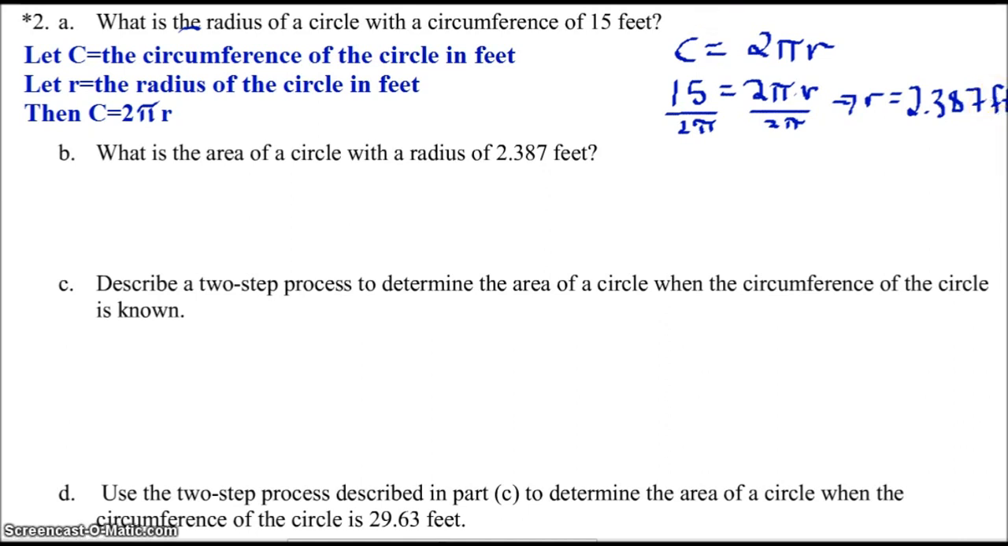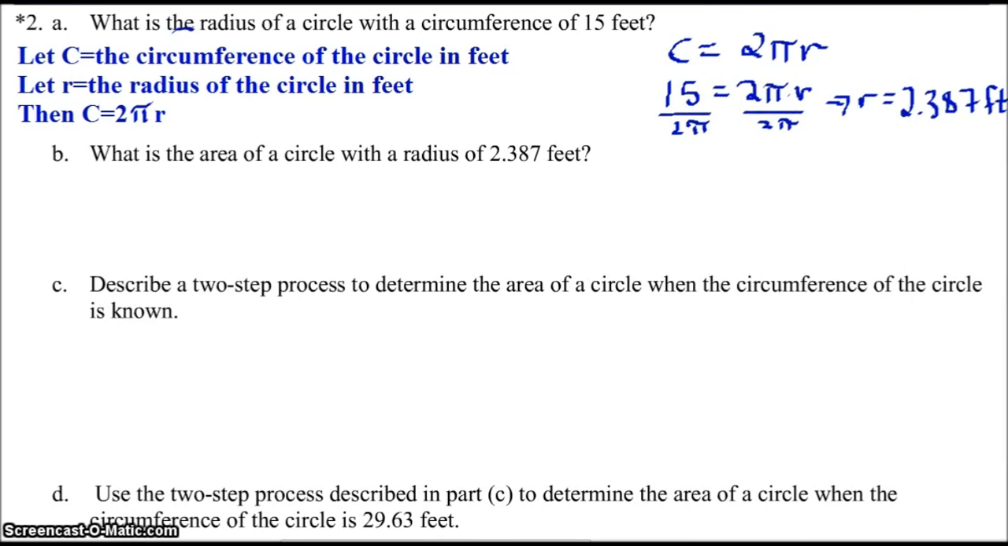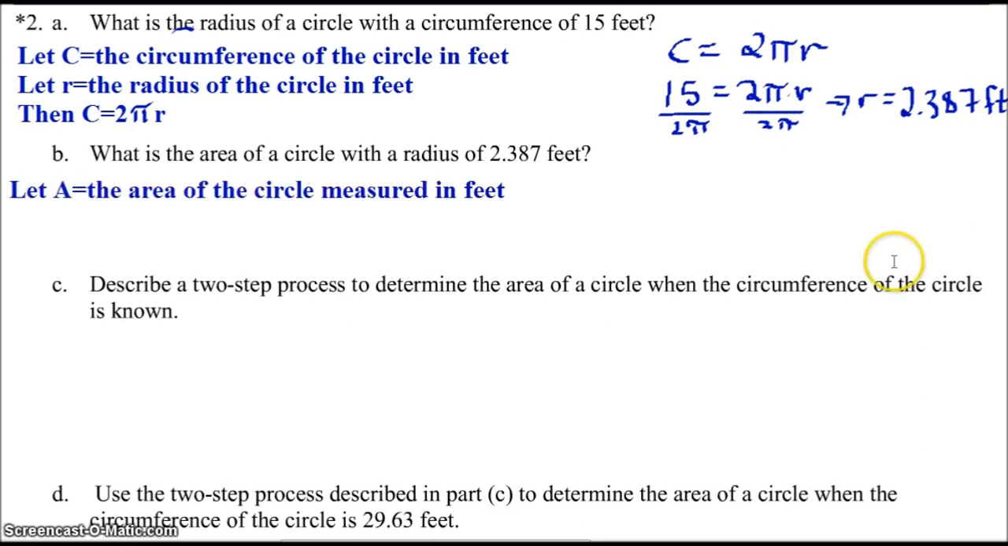Okay, next we need to look at what is the area of the circle with a radius of 2.387 feet. So now I'm going to define the variable A, the area of the circle measured in feet, and I hope that you recall that the area of a circle is pi times the radius squared, and we've already defined the variable r here for the radius. So there's my area equals pi r squared. Next, we just need to evaluate that formula with our radius of r.